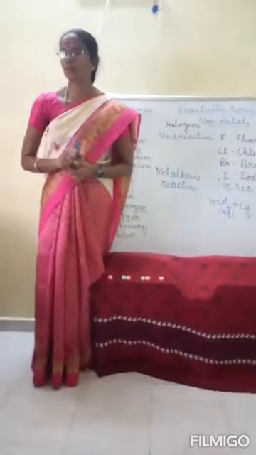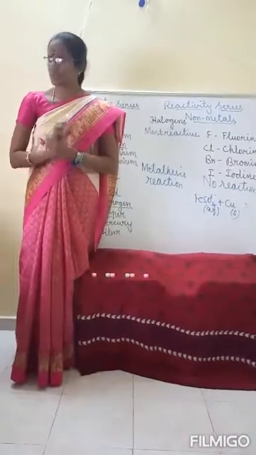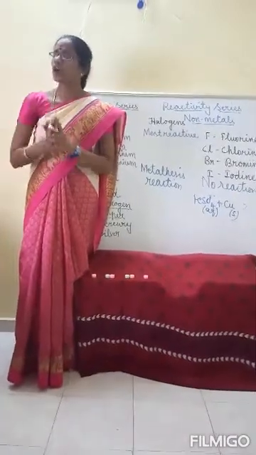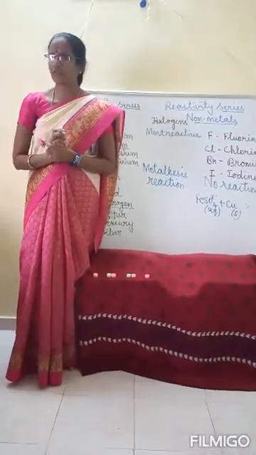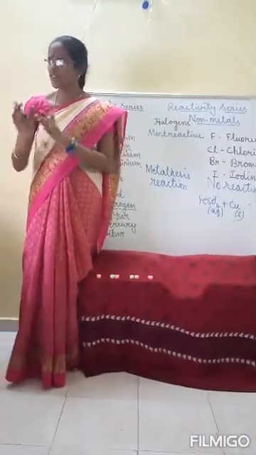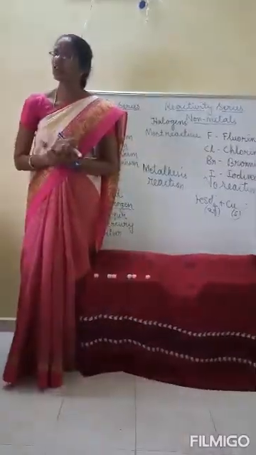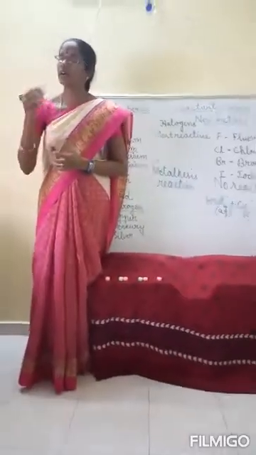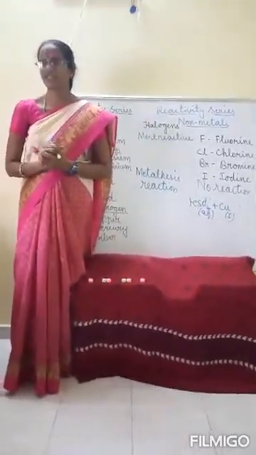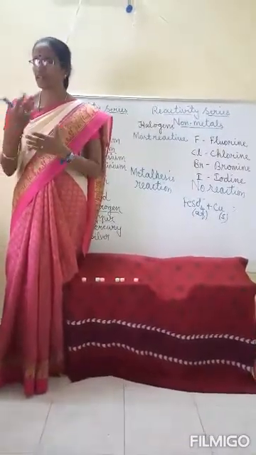For a double displacement reaction to take place, one of the products must be water or a precipitate. In this way, we can classify the double displacement reaction into two classes. What are they? First one is the precipitation reaction and another one is the neutralization reaction. Let me discuss these reactions in the next video.